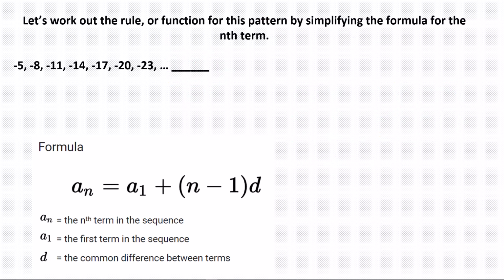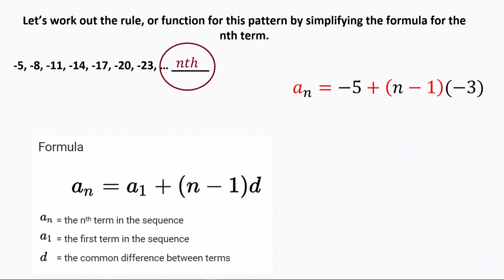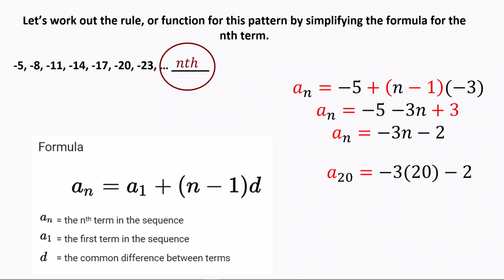Let's work out the rule, or function, for this pattern by simplifying the formula for the nth term. A sub n equals negative 5 plus n minus 1 times negative 3. We distribute the negative 3, and we get negative 5 minus 3n plus 3. We combine the negative 5 and 3 to make negative 2. And so our formula, our function, our rule, is a sub n equals negative 3n minus 2. We replace n with 20, and we get negative 3 times 20 minus 2. Negative 60 minus 2 is negative 62, which matches what we just did in the previous slide.